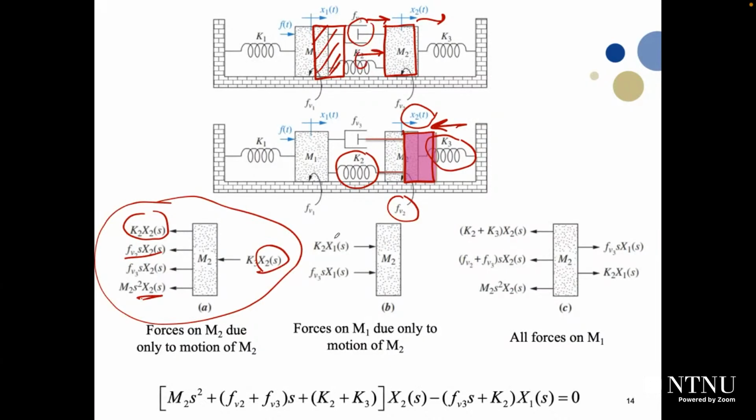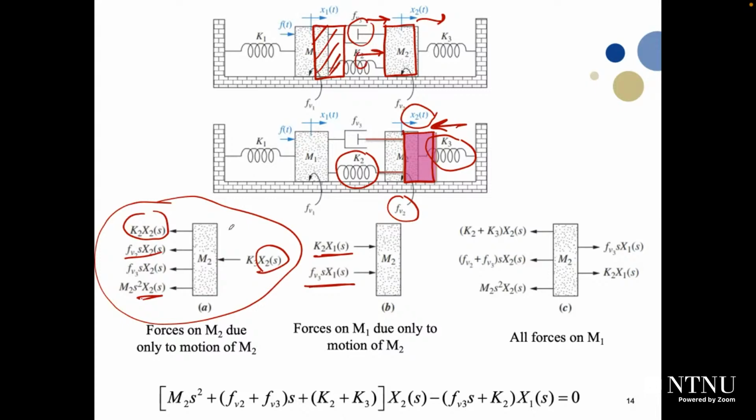It will generate a force acting on M2, which will try to push it to the right-hand side. So K2 will generate a force proportional to X1. So it will be K2 multiplied by X1 of S. And also FV3 will generate a force proportional to the speed of M1. So it will be FV3 multiplied by S X1 of S. So now we have the forces.